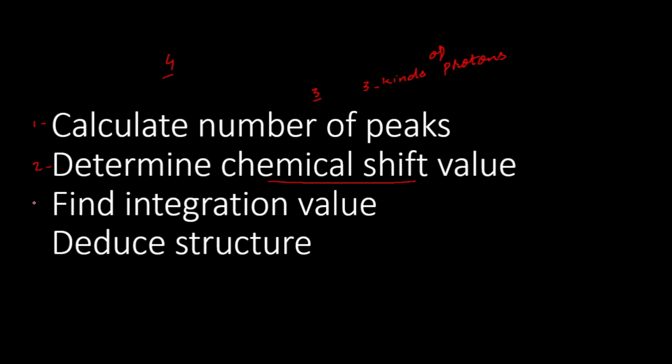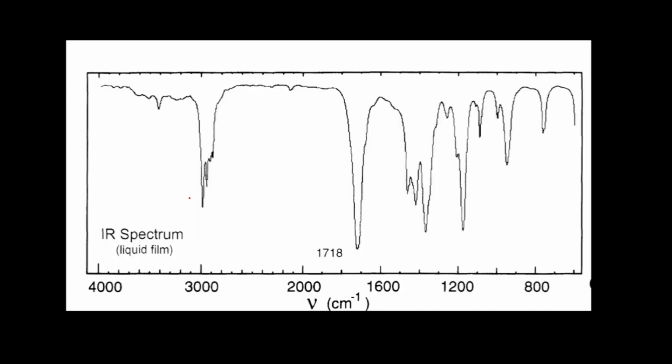In the third step, you have to find the integration value. It may be given at the top of the peaks, like this is the peak, and it can be given here as 3, as 6. This tells us how many protons are present in this peak area. And the fourth and final step: deduce the structure from the information that you get from the earlier three steps. Okay, let's move to the first.